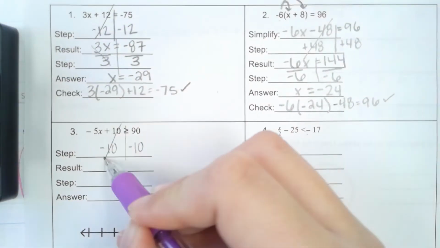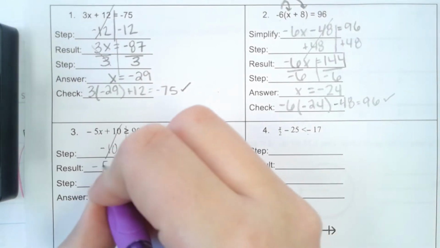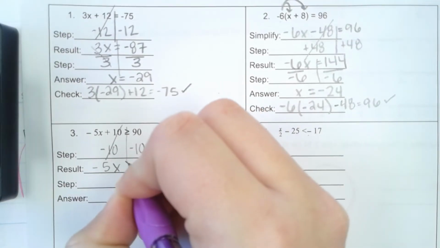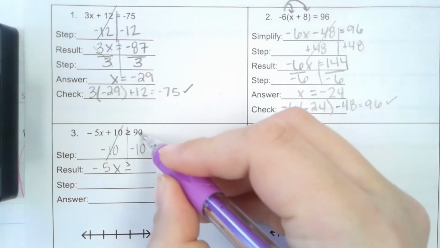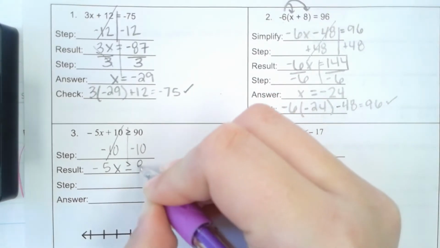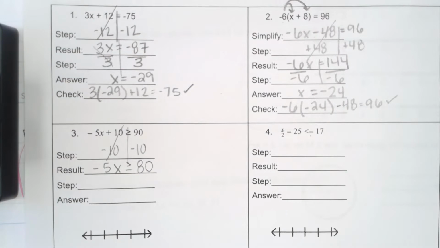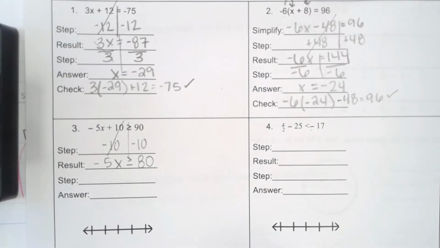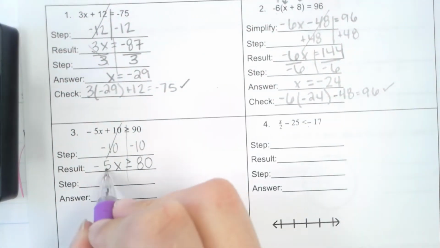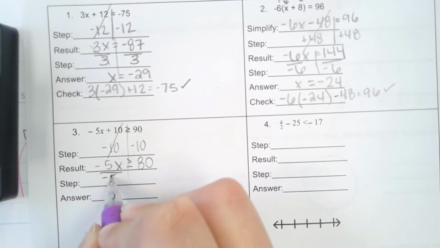So our result is negative 5x. Bring down that greater than or equal to symbol, and then 90 minus 10 is 80. And then your last step to get x by itself is to divide by that negative 5 on both sides.